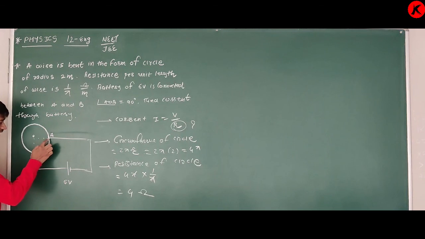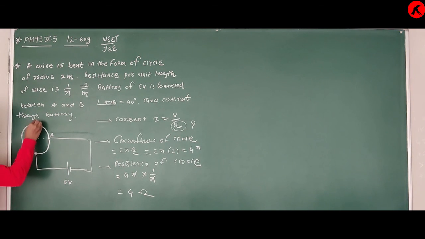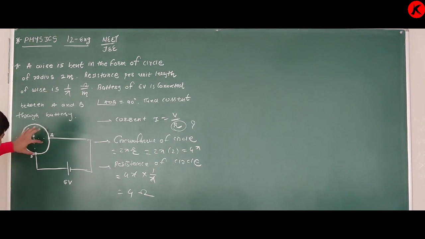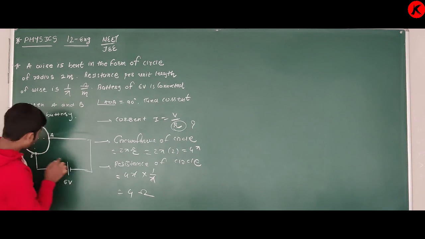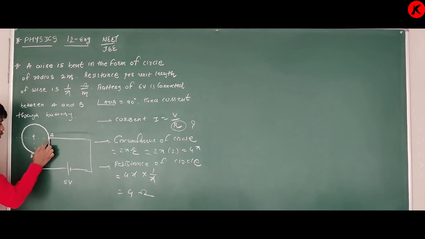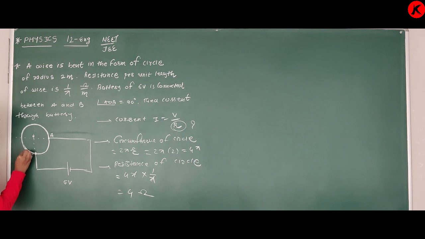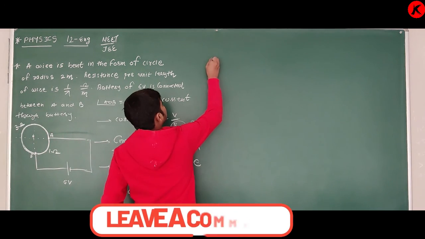See, you are given that this angle AOB is 90. So if you divide this circle in 4 equal parts, each and every quadrant will have resistance 1 ohm. The resistance of this whole circle is 4 ohm, so the resistance of this part is 1 ohm, and this part 1 ohm. So for this big arc, what is the resistance? 3 ohm. And for this small arc, what is the resistance? 1 ohm. So what is the equivalent resistance between A and B?